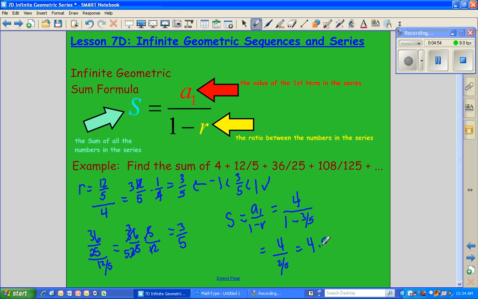which is 4 times 5/2, which is going to be 10. So when we go to find the sum of this infinite series, we would say the sum is going to be 10.